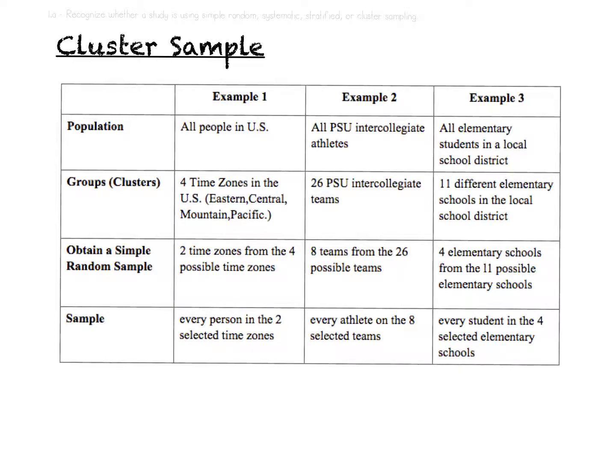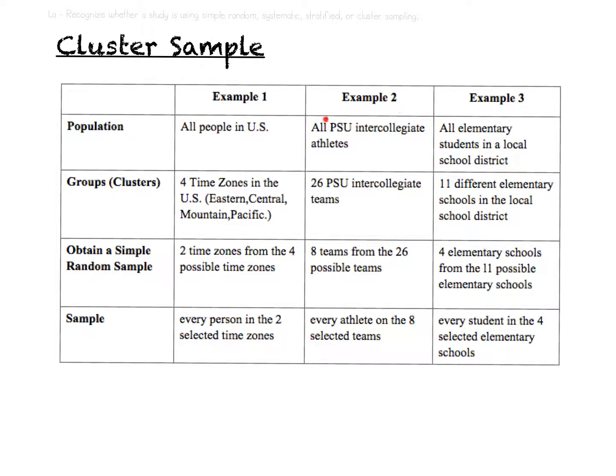and then the sample comes from every person in the 2 selected time zones being surveyed or experimented on, whatever. Now, that's not very realistic because it's kind of like surveying the whole population, but it would be an example where I choose my clusters through a simple random sample, and then every single person in that specific cluster is going to be surveyed.